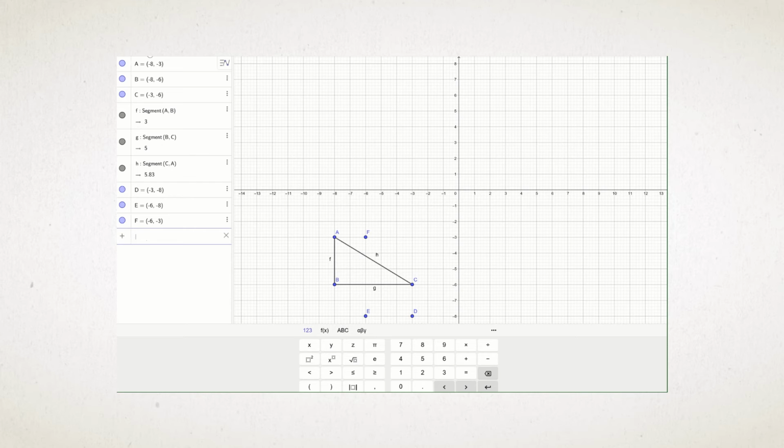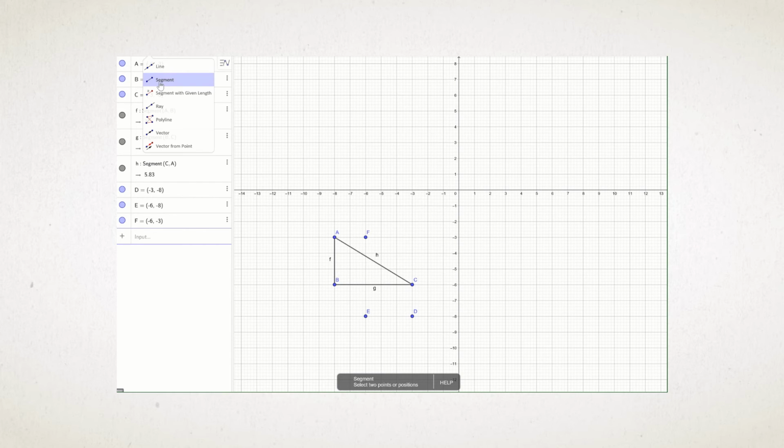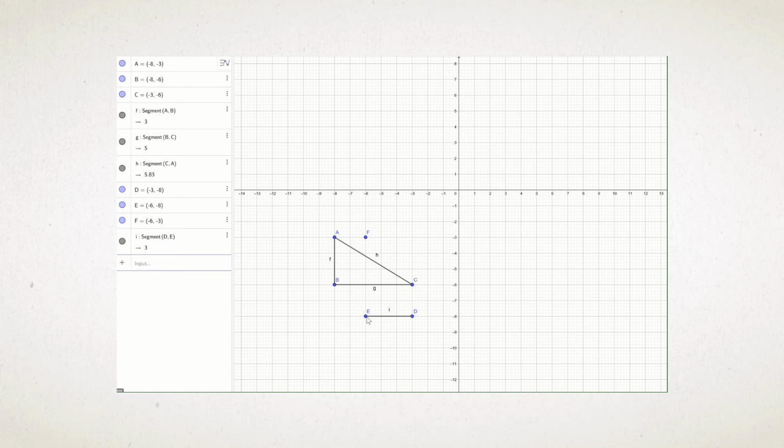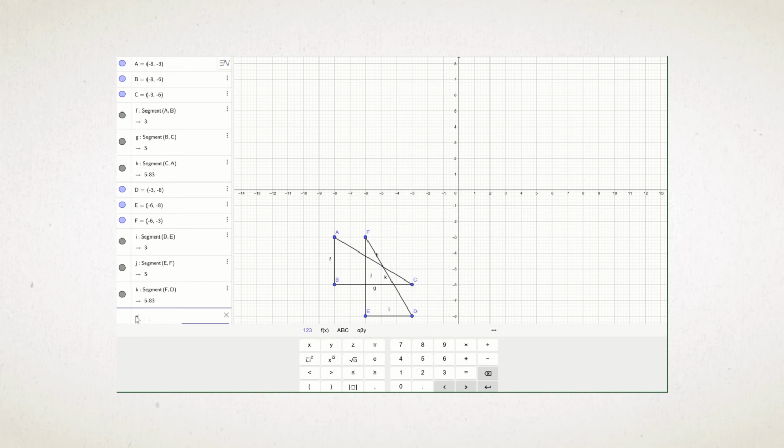All right, DEF. Let's see what that looks like. I'm going to put a segment in here from D to E, and from E to F, and then back from F to D. All right, well, it's a right triangle as well. Now, I'm going to graph y equals x. I'm just going to enter y equals x, and Shazam, it puts a line in there.